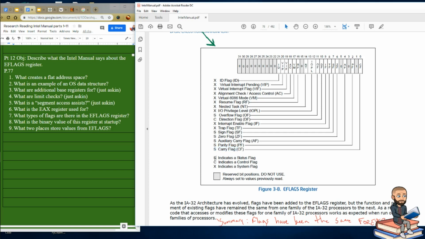So pay attention to those S's for status, and you got C for control. There's a direction flag, okay, there's only one control. And then X marks the spot in terms of it indicates a system flag. So system flags are probably big deals. You got I/O privilege level, nested task, resume flag, the virtual 8086 mode, this one probably is rarely on. You have an alignment check, a virtual interrupt, a virtual pending, and then an ID flag.